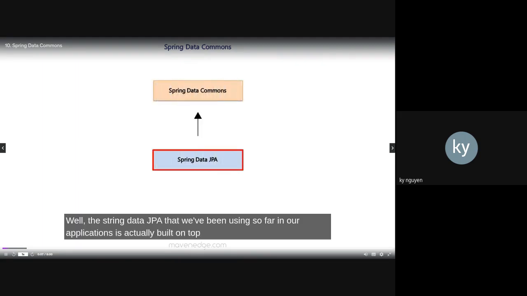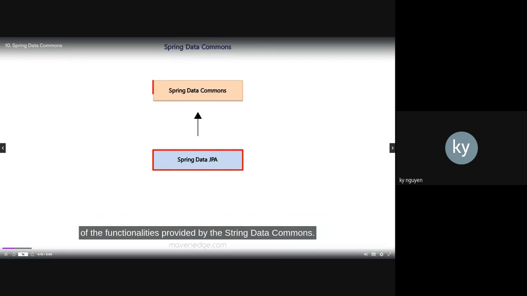In this session, we'll talk about Spring Data Commons. So what is Spring Data Commons? Well, the Spring Data JPA that we've been using so far in our applications is actually built on top of the functionalities provided by the Spring Data Commons.